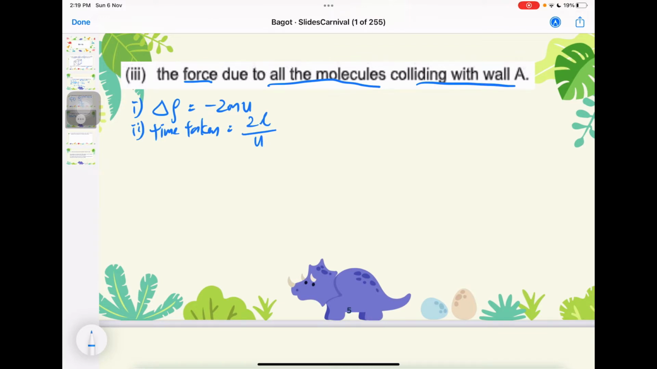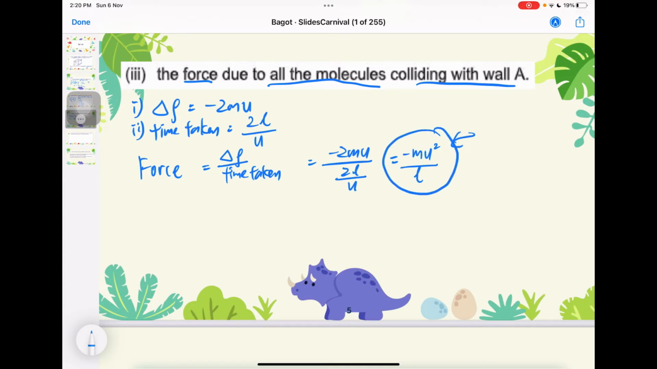Force normally is equal to the rate of change of momentum, right? So if we find force by taking change in momentum over time taken, it will be negative 2mu over 2L over u, which is equal to negative mu squared over L, right? But do you know why there is this negative sign? Because this force is actually a force exerted by the wall on the molecule. It's the force by the wall on the molecule that causes the change in momentum.